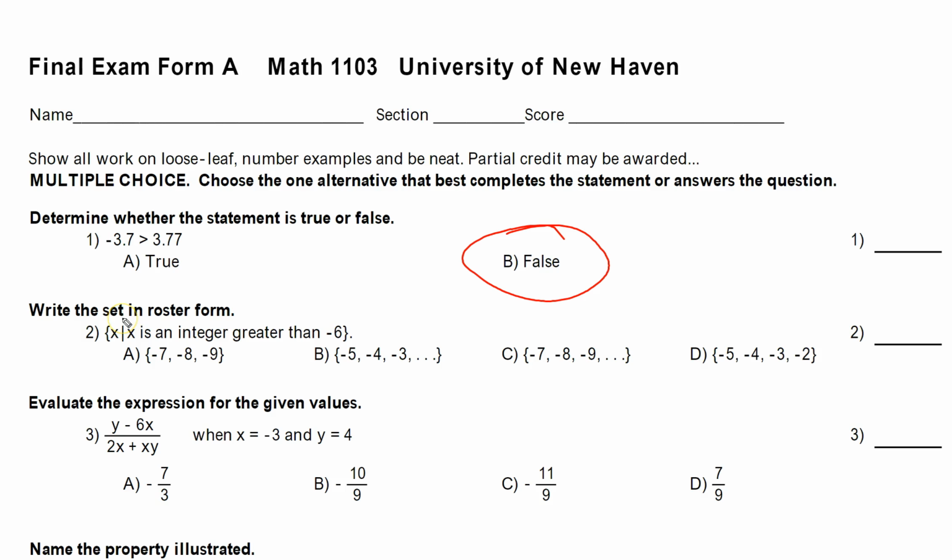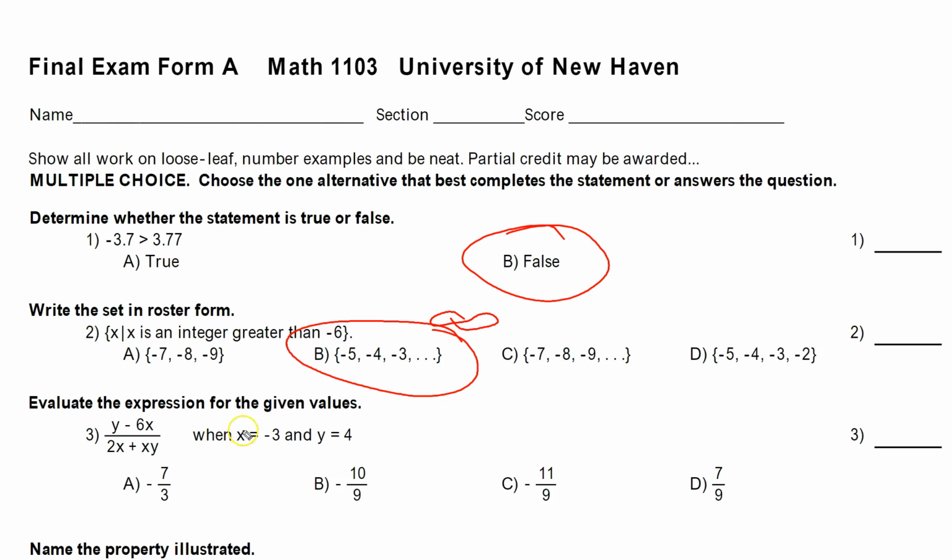Write the set in roster form or roster notation. And this is in set builder notation. x is such that x is an integer greater than -6. Well, if it's greater than -6, it will start with a -5 going to the right. So, looking at these, and this ellipsis here indicates it's going on to positive infinity, so this is B.